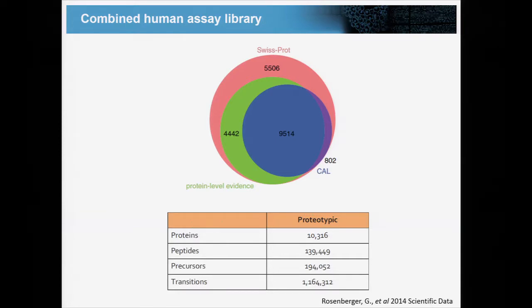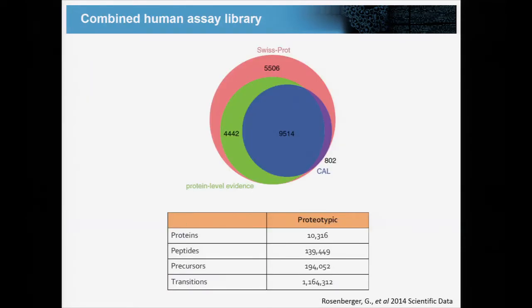And this is the 10,000 proteins. This is how it sits on the SwissProt list of proteins that have protein level evidence, and the whole SwissProt. So it's about a half of SwissProt and 2/3 of the ones that have protein level evidence.